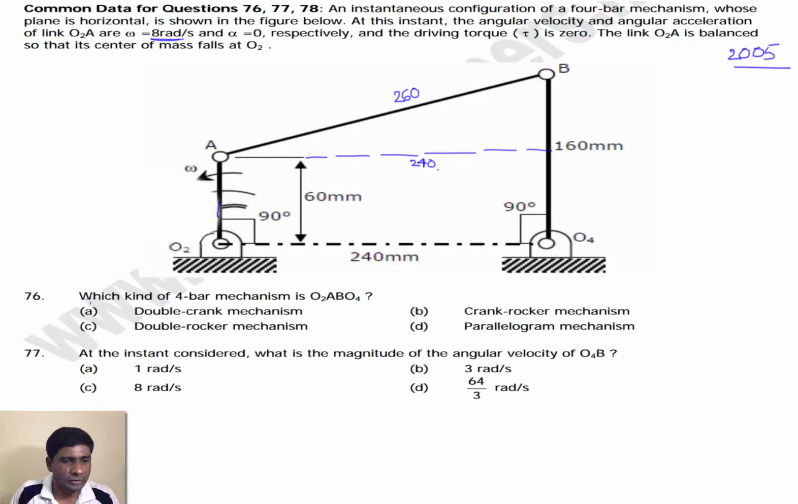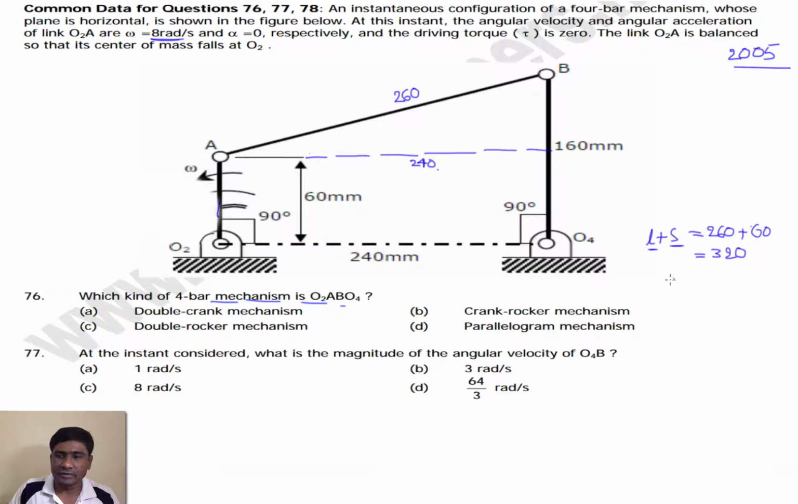And the first bit is what kind of 4 bar mechanism. In the previous lectures we have already seen how to calculate this. First of all we need to calculate the length of each link, and here L plus S, the largest link and the smallest link. What is the largest link? This is 260. So 260 plus smallest link 60, that is 320.